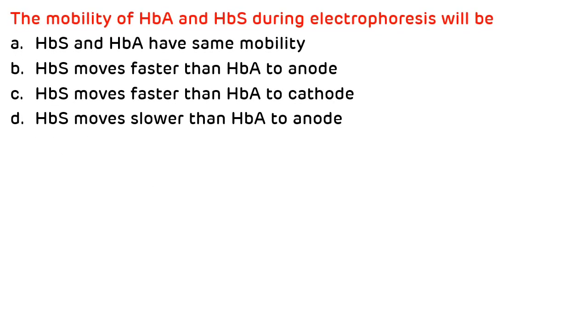The second question is, the mobility of HbA and HbS during electrophoresis will be: A, HbS and HbA have the same mobility; B, HbS moves faster than HbA to anode; C, HbS moves faster than HbA to cathode; and D, HbS moves slower than HbA to anode. So the correct answer is D. HbS moves slower than HbA to anode.